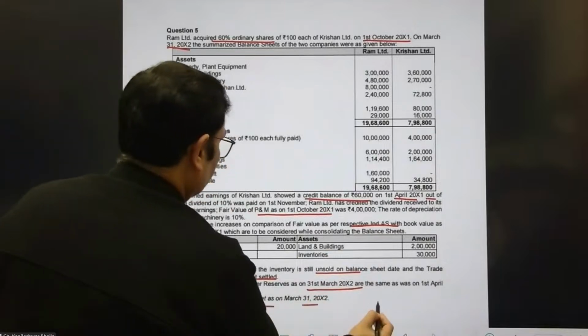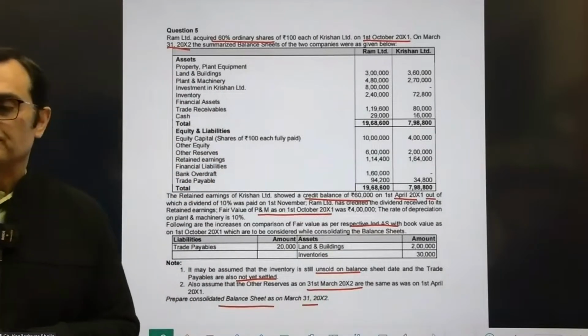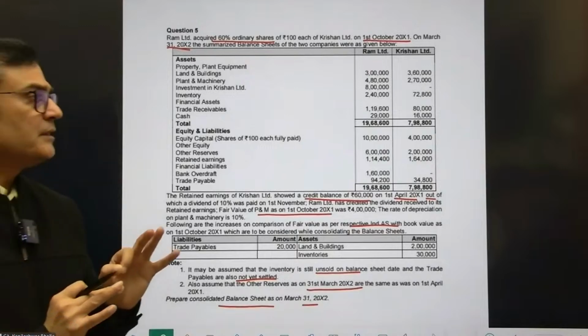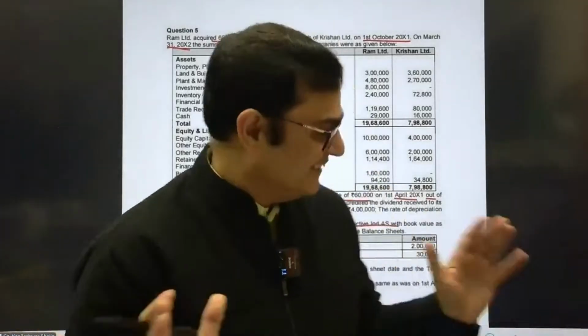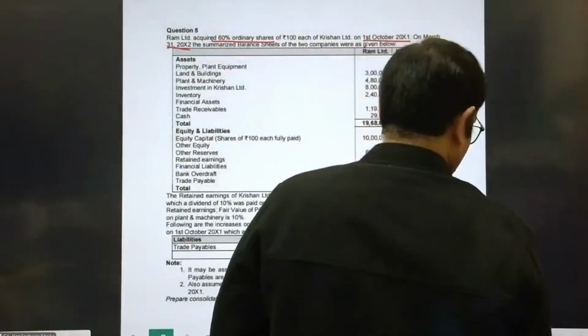We need a consolidated balance sheet on 31st March. The only difference in this question is NCI. NCI is there, and now you will say, how would that NCI make a difference? You'll come to know. Let's begin the journey. Let's go to question number 5.